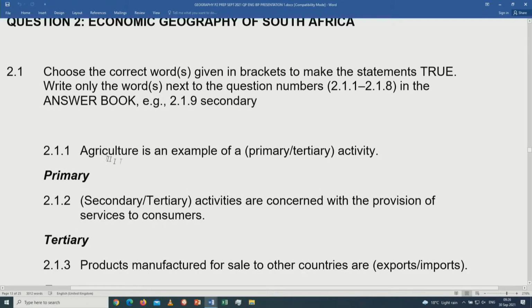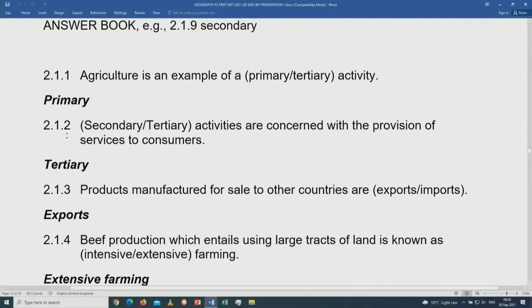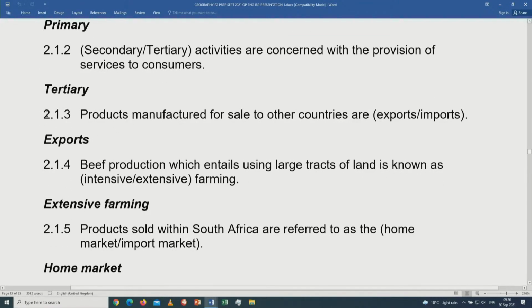Okay, let's go to the first question. 2.1.1 says agriculture is an example of what? Learners choose between primary, tertiary. Which one falls under agriculture? So you can see here it is primary activity. 2.1.2, secondary or tertiary activities are concerned with provision of services to consumers. So the correct answer there is tertiary. Products manufactured for sale to other countries are regarded as exports or imports. So the correct answer for 2.1.3 is exports.